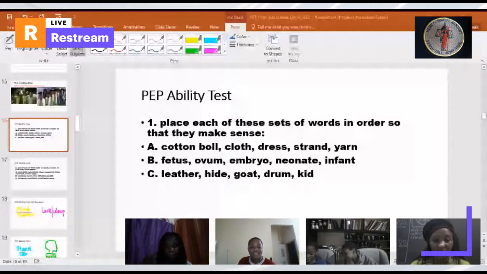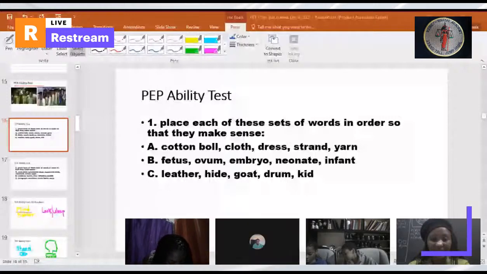So we have the ovum. Ovum is right, the egg. And when it fuses with the sperm, the embryo. Actually, after that, but it's not here, would have been the zygote. Okay, so we have the embryo, the fetus, the neonate, and infant. Infant is from neonate all the way up to about a year and so on, right?